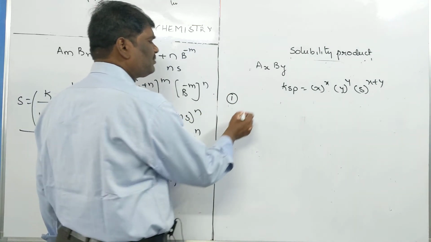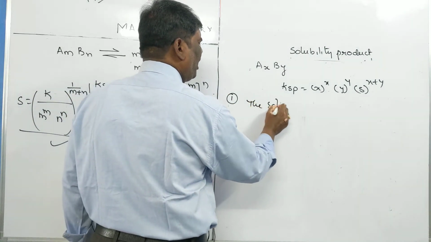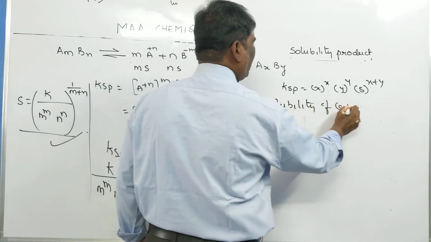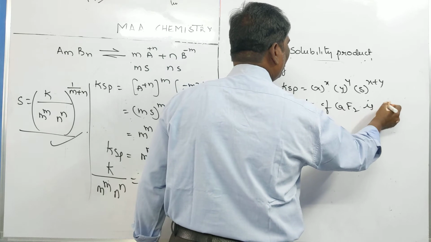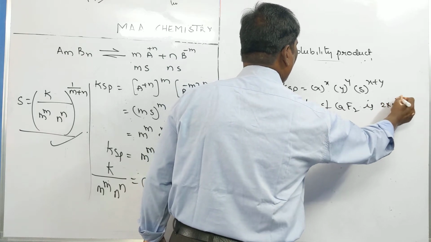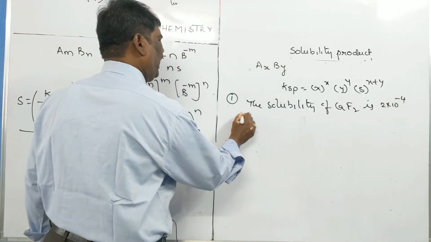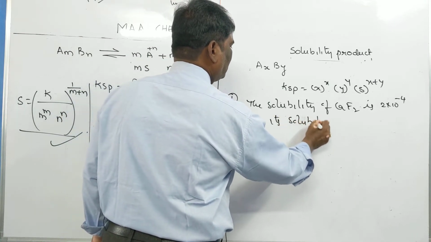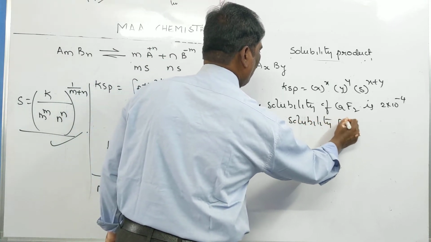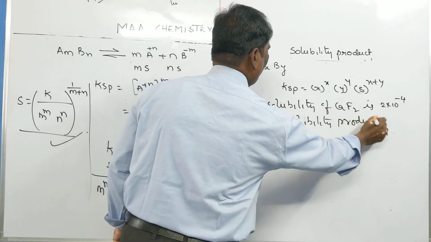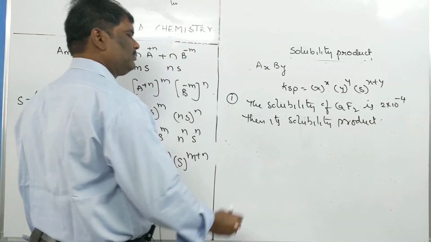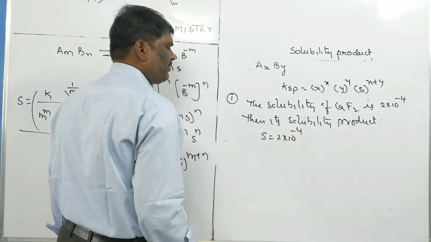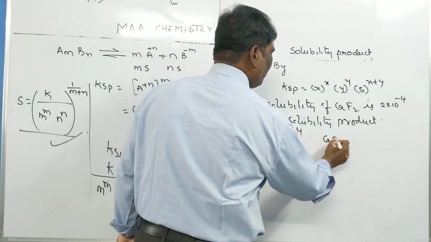First problem. The solubility of CaF2 is 2 into 10 power minus 4. Then what is its solubility product? Now given is S equal to 2 into 10 power minus 4. The salt is CaF2.